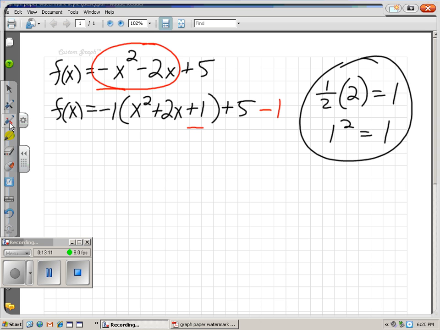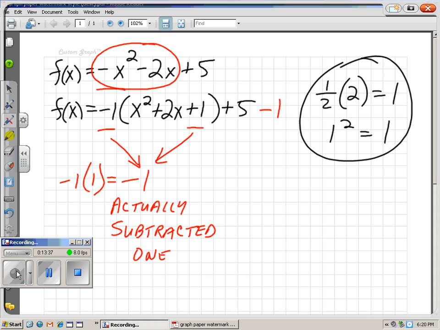Right here when I added 1, I have to remember that I have to multiply that by negative 1. That negative 1 that I factored out is still there, and it still has an effect on everything in the parentheses. So when I say I added 1 inside the parentheses, what I really did, after you multiply it by that negative 1 out there, is subtract 1, because a negative 1 times a positive 1 is negative 1. I actually subtracted 1. It looked like I added 1, but I forgot that I factored that negative 1 out. That negative 1 still has an effect. Negative 1 times 1 is minus 1. So I actually subtracted 1. How do I counteract subtracting 1? I have to add 1 out here on the end.